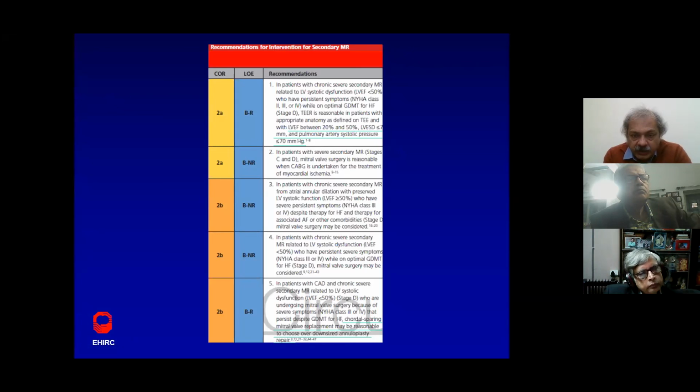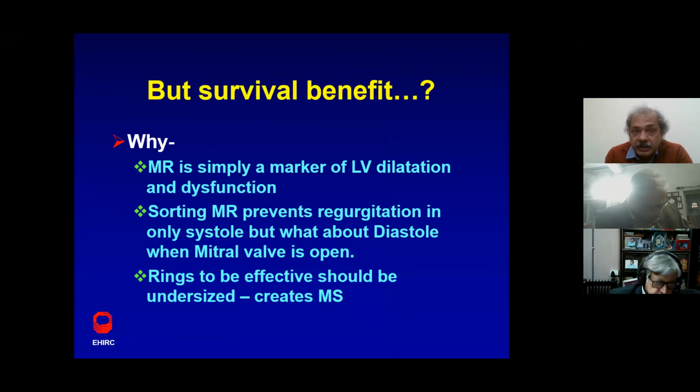So it is, surgery is replacement here, but survival benefit is very, very dubious. Why? Because MR is a simple marker of LV dilatation and dysfunction. People die not of MR, but of the left ventricular end diastolic pressure being high.